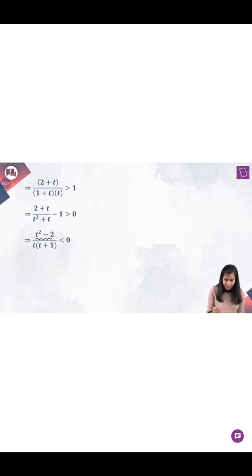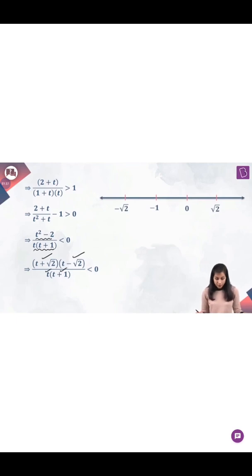Now here I have a quadratic factor. This will be t plus root 2 into t minus root 2, and here I have a product of 2 linear factors already. So I have simplified my left hand side completely, and now of course I'll use my wavy curve method. I'll plot all the critical points: minus root 2, 0 and minus 1. Because it's strictly less than 0, none of the critical points will be included in my solution set. And now wavy curve method: plus, minus, plus, minus, plus.